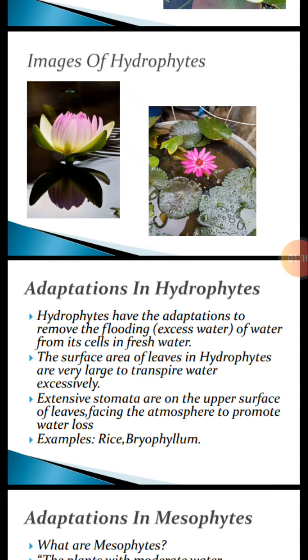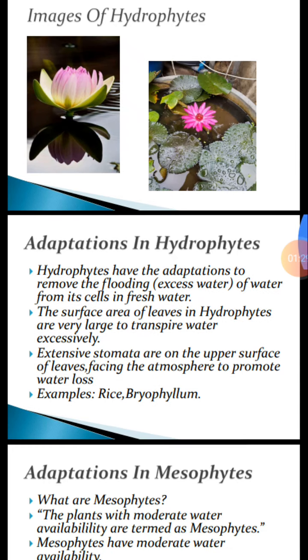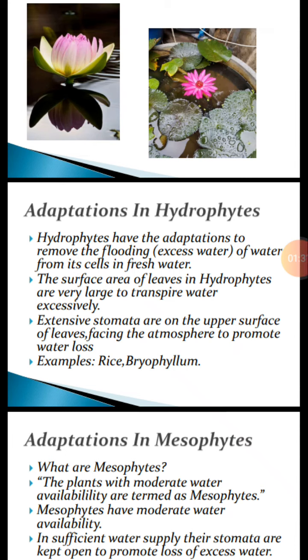They have an adaptation to remove excess water from their cells in fresh water, because they are submerged in water. The surface area of leaves in hydrophytes is very large to transpire water excessively, because it has to lose extra water. More stomata are on the upper surface of leaves facing the atmosphere to promote water loss. Examples are rice and bryophyllum plant.